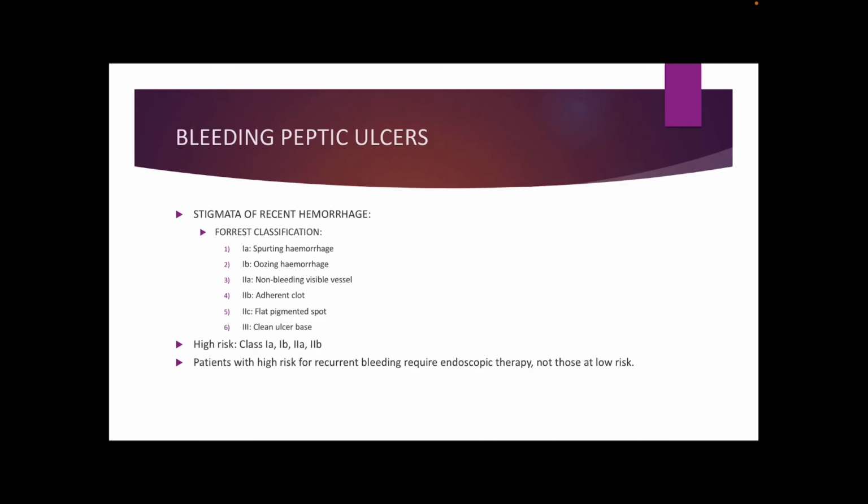Now, so until now I've talked about variceal bleeding and how to manage that. Now I will be talking about bleeding peptic ulcers. So in case of peptic ulcers, endoscopic findings can actually be classified into something called the Forest classification, and we call that stigmata of recent hemorrhage.